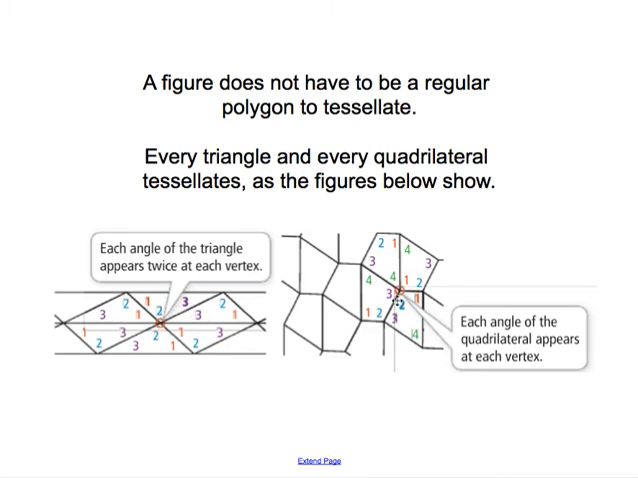The same thing is true for quadrilaterals. You take 1 of each angle at every single vertex, and since the sum of every quadrilateral is 360, you get that every single quadrilateral can tessellate the plane. So you could create some very interesting tiling patterns for floors.